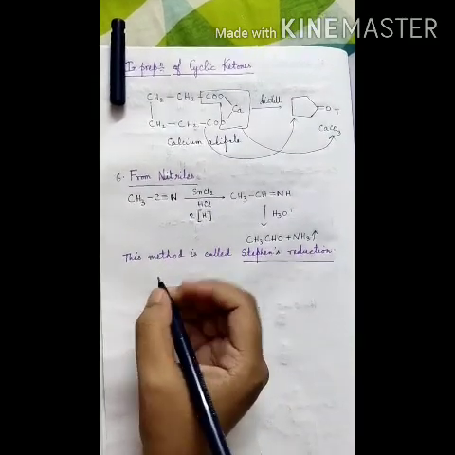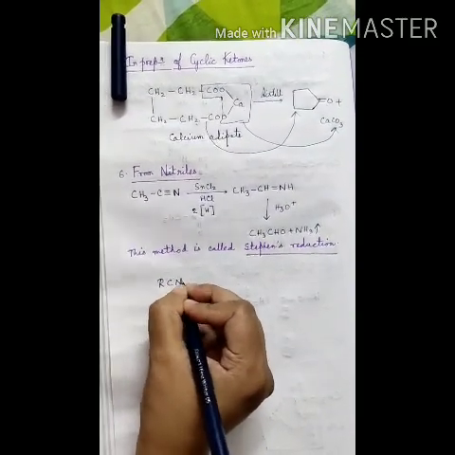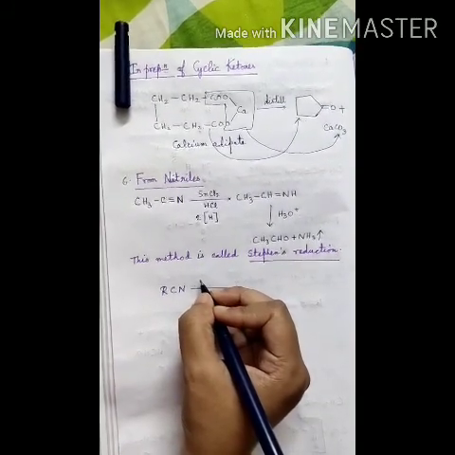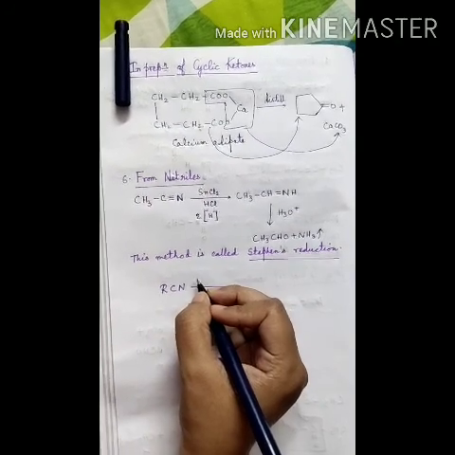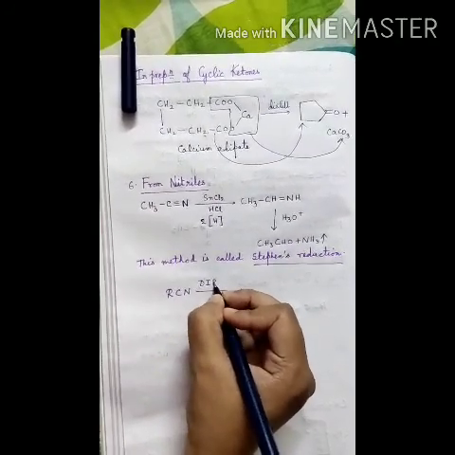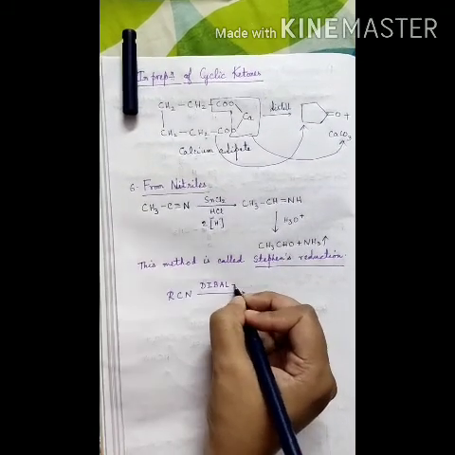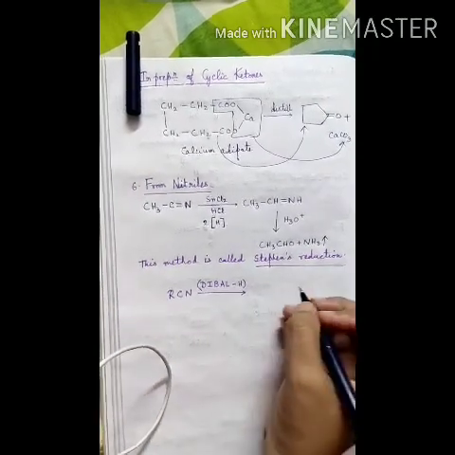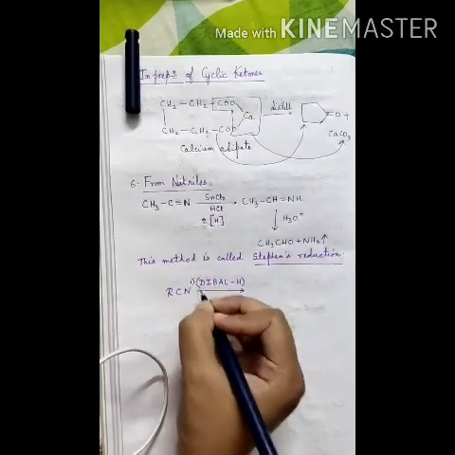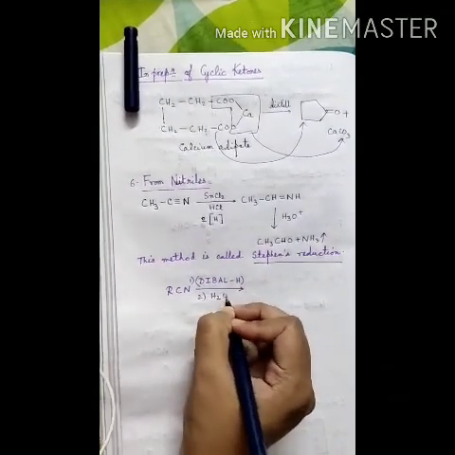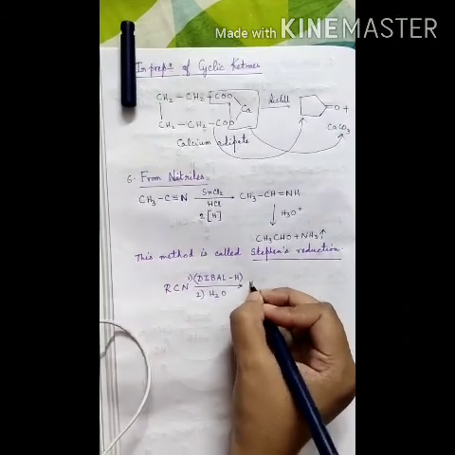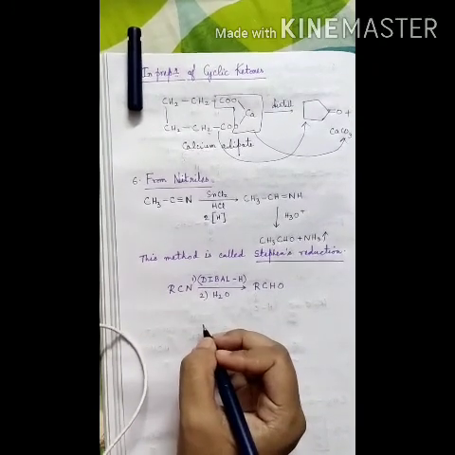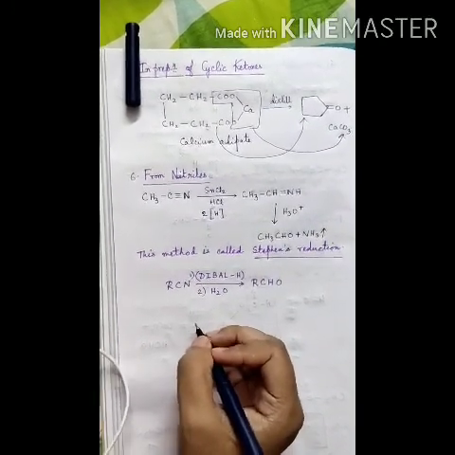Apart from this, generally RCN, a cyanide or nitrile, if treated with diisobutyl aluminium hydride, the short form of which is written as DIBAL-H, followed by hydrolysis. So this is our first reagent, and number 2 is water, followed by hydrolysis, then we get the aldehyde from the nitrile. So we can also use it in selective reduction.